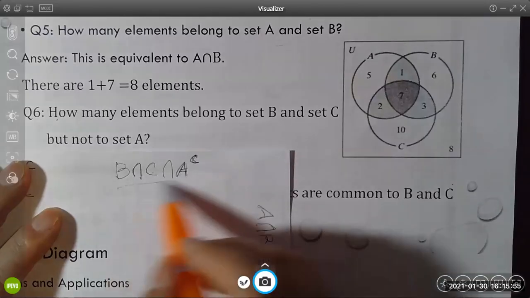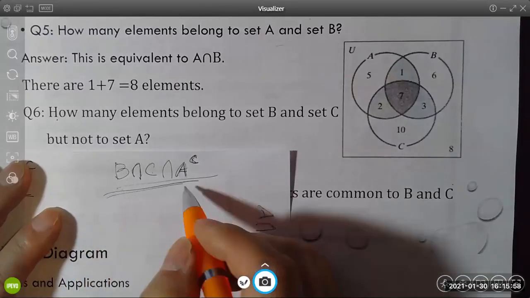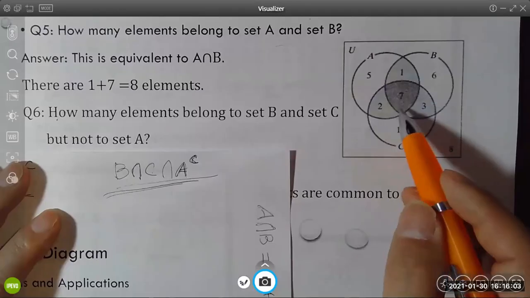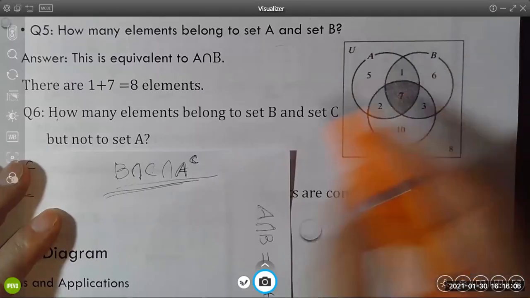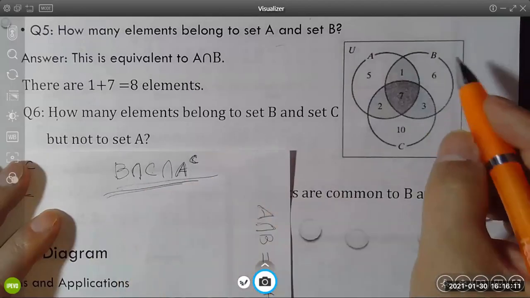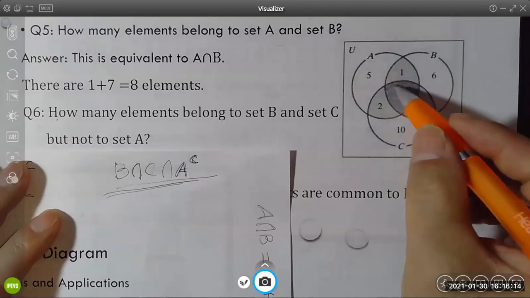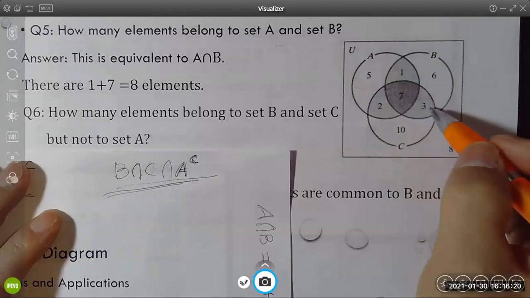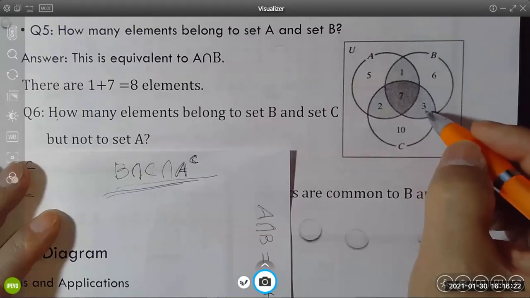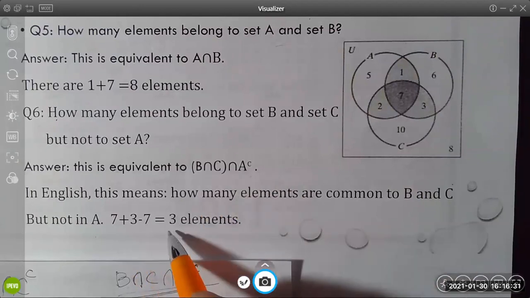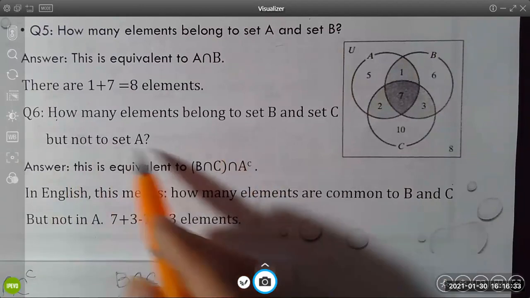So this is the representation. You are not required to write something like this, but this is the representation using sets. You read it from here. So we want those that belong to both B and C, but not belong to A. Belong to both B and C, that's here. Belong to both B and C, but not A. This is A. We want that. So the answer is 3. You don't need to worry about this as long as you understand the meaning of this statement. The answer is 3.